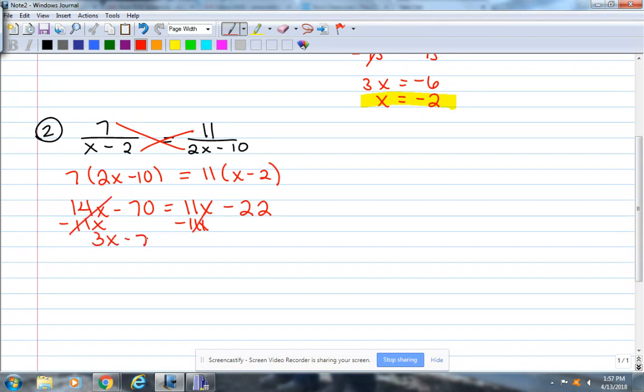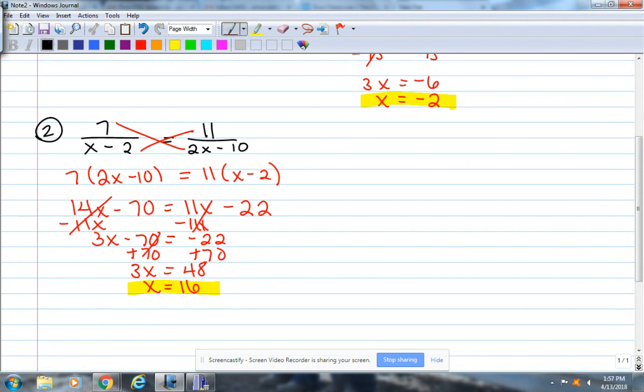3x minus 70 equals, and then what? Add 22. And then we get 48. 3x equals 48, and then we do what? Divide by 3, and x equals 16. So they're gonna throw some variables up in there. Oh, they're gonna throw some extra everything in there in just a minute.